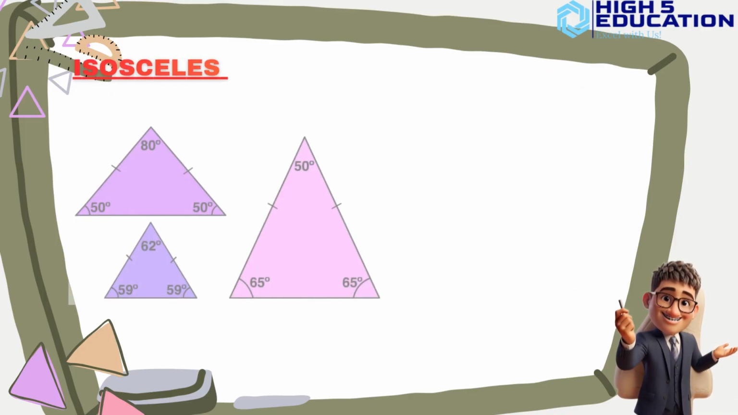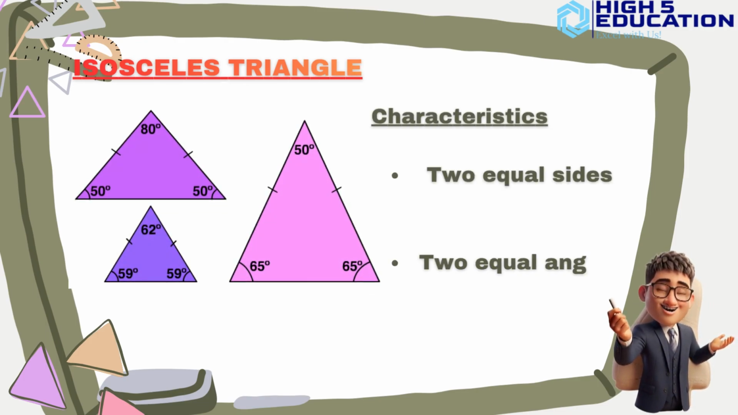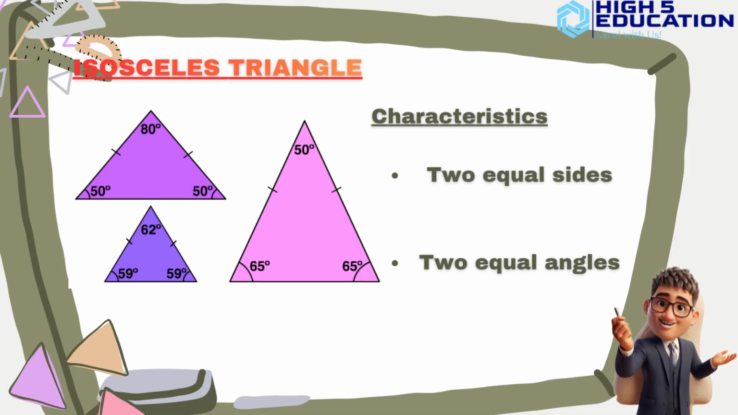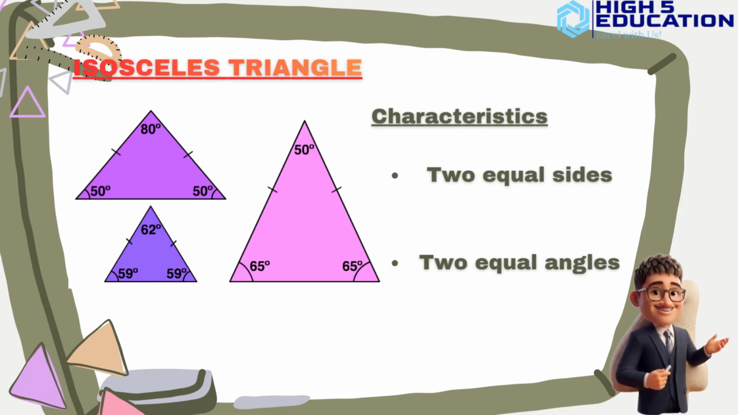Next is the isosceles triangle. An isosceles triangle is a triangle that has two sides of equal length, while the third side is a different length. Because two sides are equal, the two angles opposite those sides are also equal. This is one of the key properties that helps us identify an isosceles triangle.